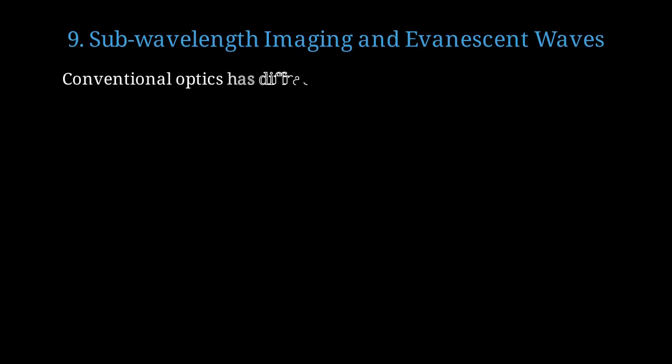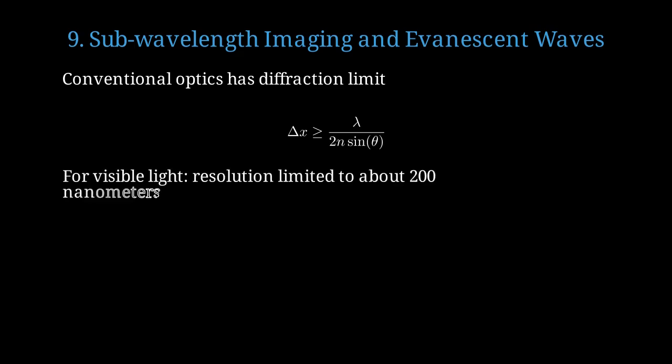The most revolutionary aspect is the ability to image features smaller than the wavelength of light. Conventional optics faces the fundamental diffraction limit. You cannot resolve features smaller than about half the wavelength. The resolution limit is lambda over 2 n sine theta, the famous Abbe diffraction limit. For visible light, this limits resolution to about 200 nanometers, no matter how good your lenses are.